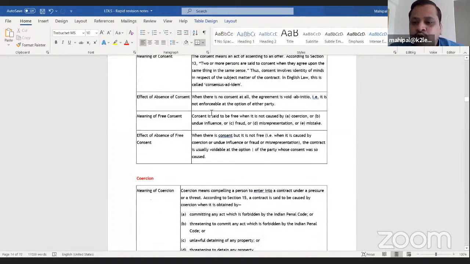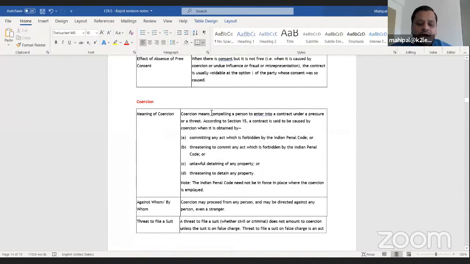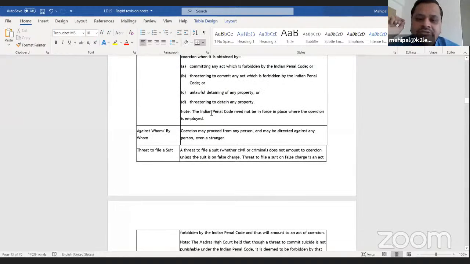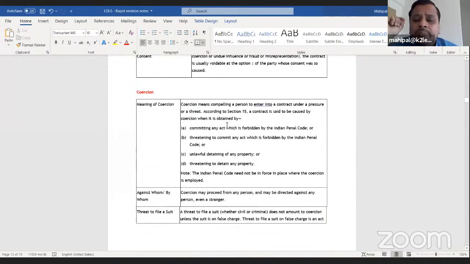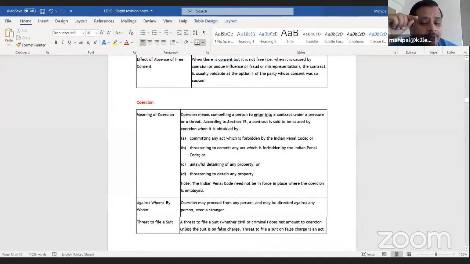Let's understand what is coercion. When I said consent is missing, it means the consent is obtained by coercion, undue influence, fraud, or misrepresentation. So let us understand what is coercion. Coercion means compelling a person to enter into a contract by adopting unfair means. Clear? It could be to do, commit, or threaten to commit any act forbidden by the IPC.